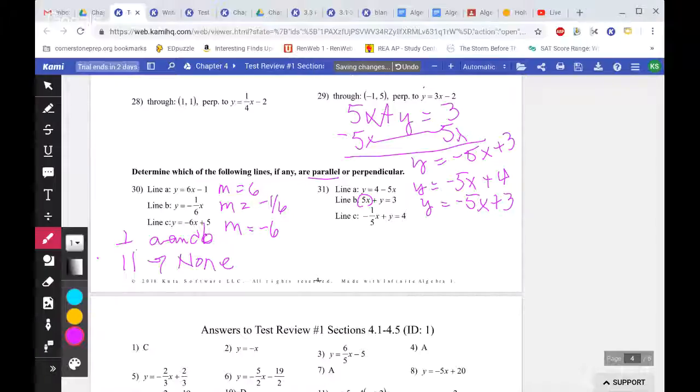Okay. And then for C, it's not in slope intercept form either. So we've got to add 1/5 x to both sides.